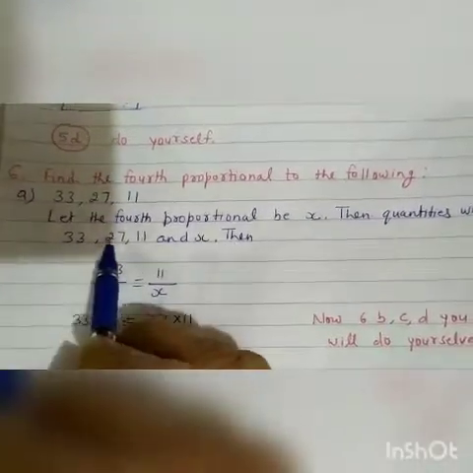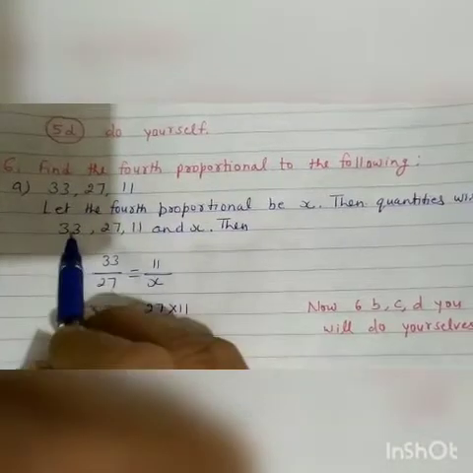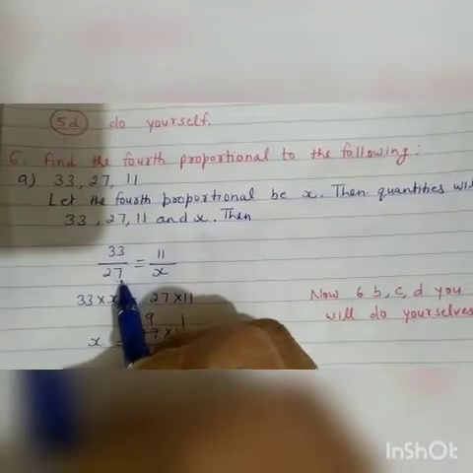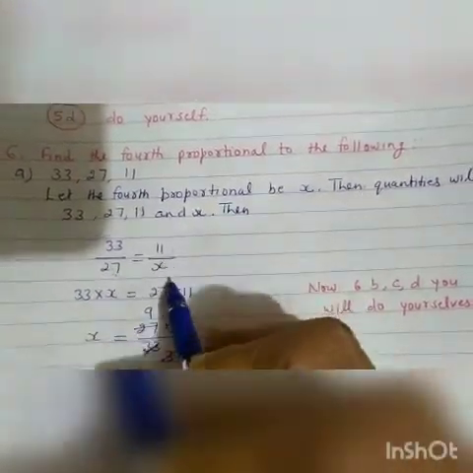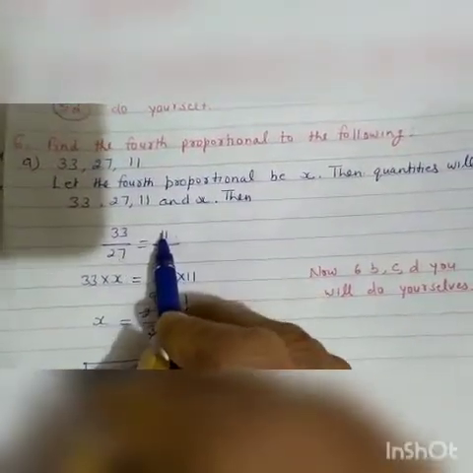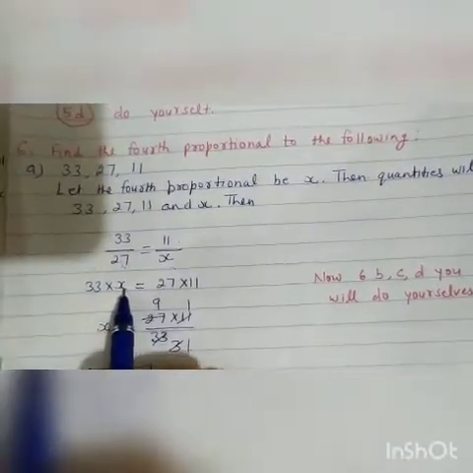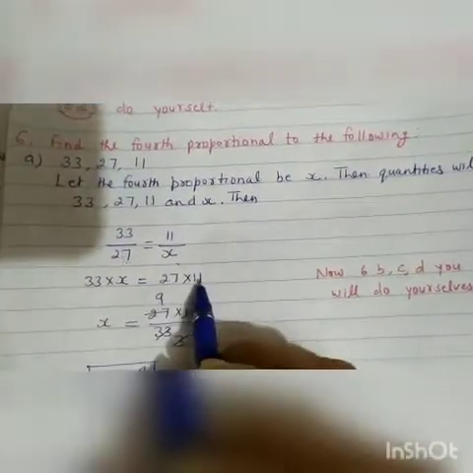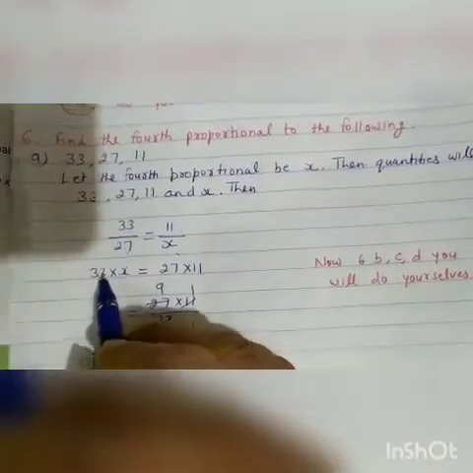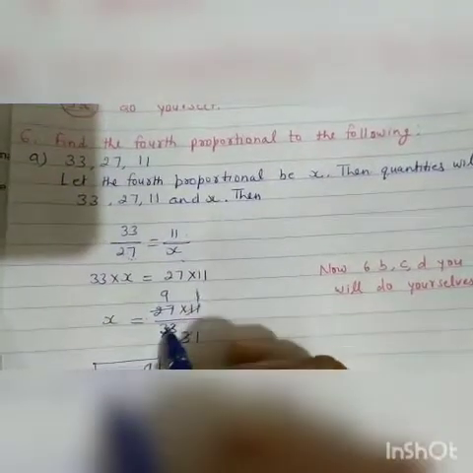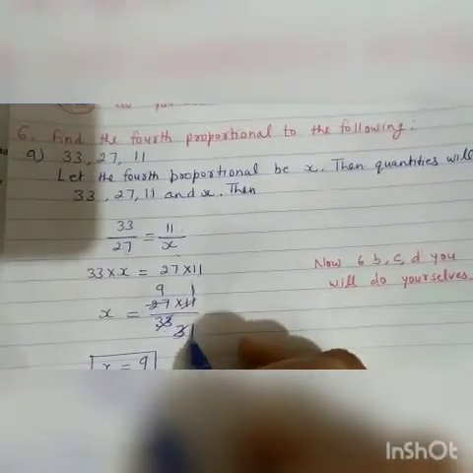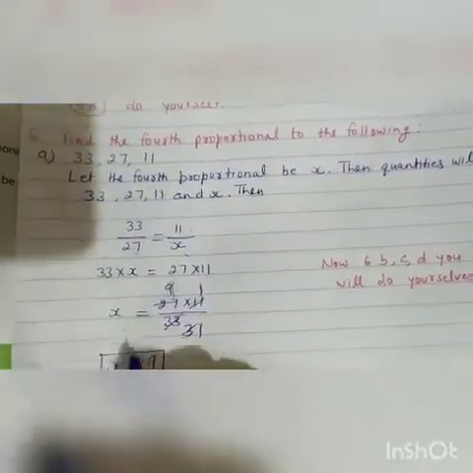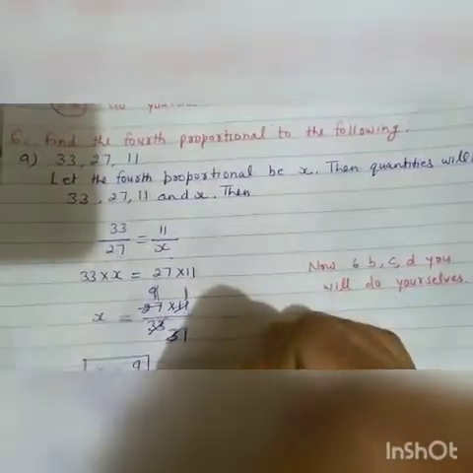Then this 33 upon 27 means A upon B. This is A, B, C, D. So A upon B, 33 upon 27, equals 11 upon x, C upon D. Again, by cross multiplication, 33 into x is equal to 27 into 11. X is equal to 27 into 11 upon 33. 11 ones are 11, 11 threes are 33, 3 ones are 3, 3 nines are 27, 9 ones are 9. So x is equal to 9. It means the fourth proportional is 9.